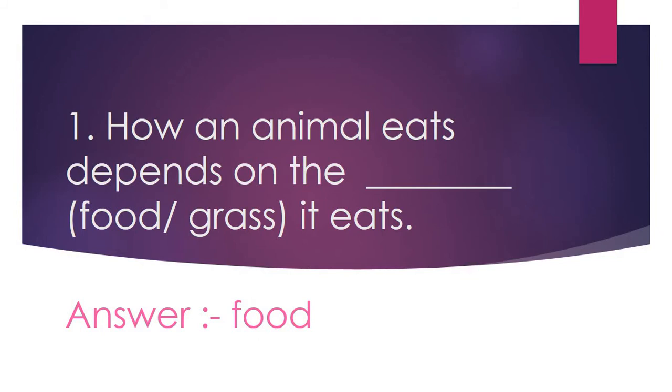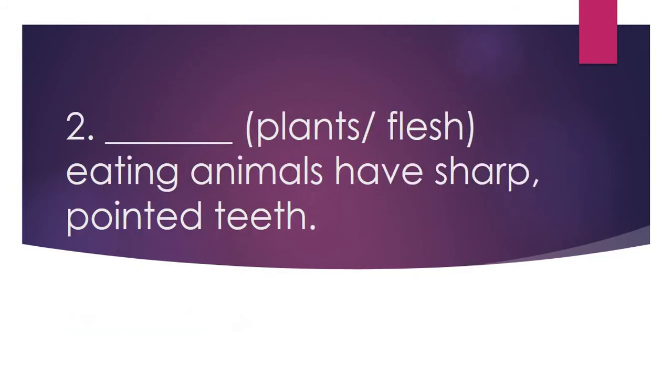If you have checked your answer, please give answer number 2 as a label. Number 2. Dash eating animals have sharp pointed teeth. Options are there in the bracket. You can see plants or flesh. Dash eating animals have sharp pointed teeth. Options are plants or flesh. I hope you are writing your answers properly, students. Answer number 2. Please write it down clearly.